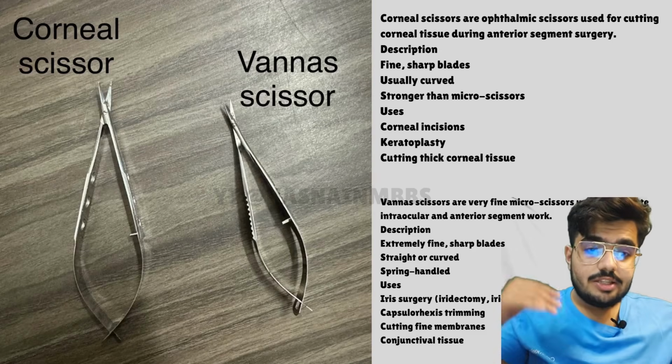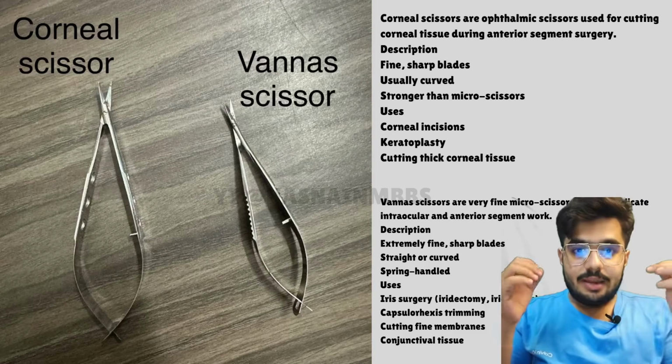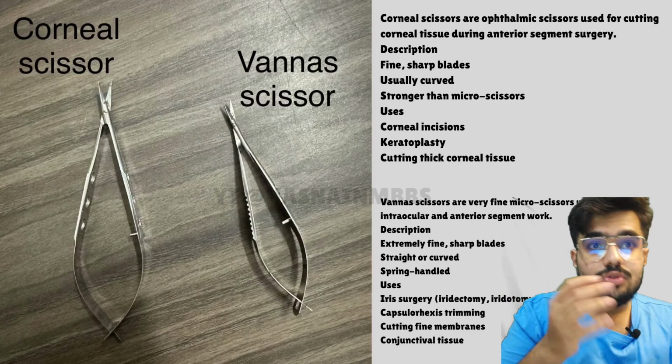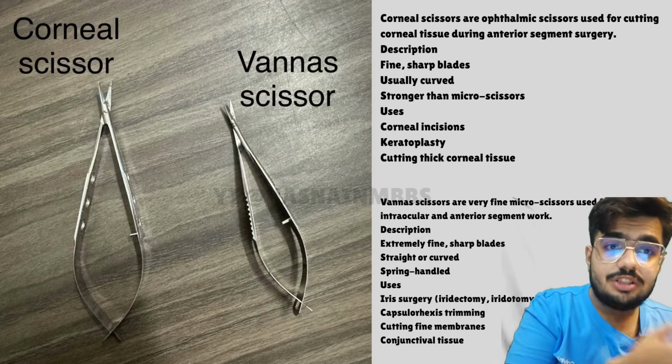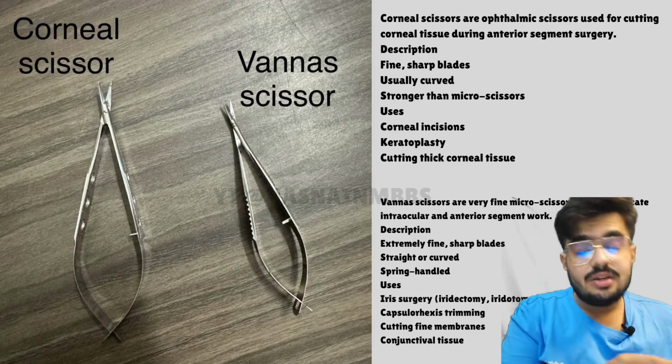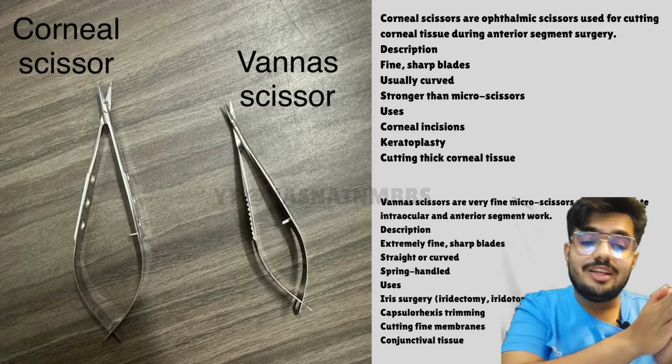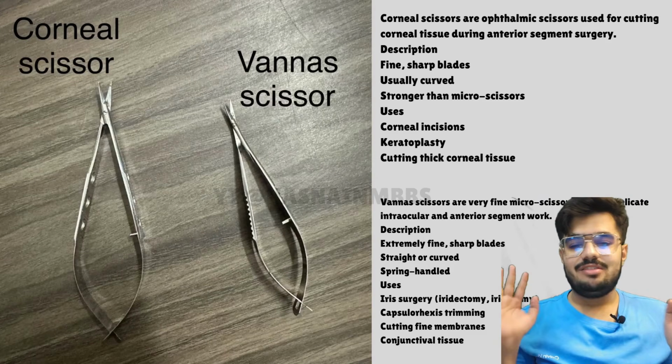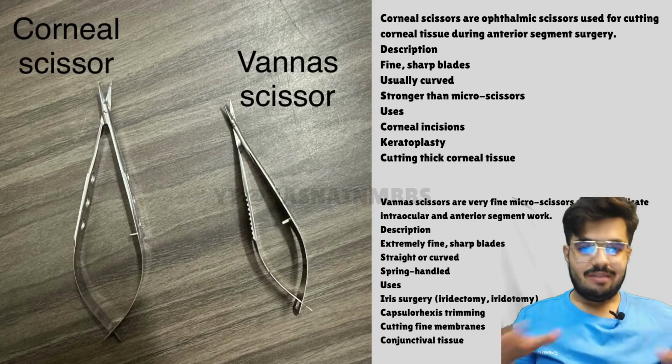So this is how the instrument viva goes. You describe the instrument, you tell about the use of the instrument, then you talk about in which surgery this instrument is used. As soon as you say which surgery we use it in, the indication and the procedure of that surgery will be asked in your viva. So this is how your viva goes.